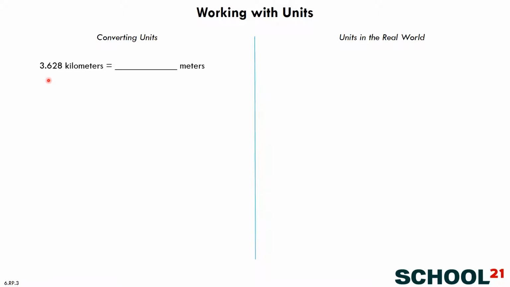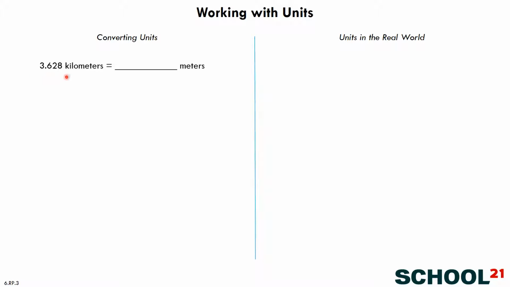From 3.628 kilometers, we're going to try to convert that to a certain number of meters. Now, you might already know that. Do you know that off the top of your head? You might. Would it be... How many meters are in 1 kilometer? Do you remember from the metric system? 1,000? It's 1,000, that's right.